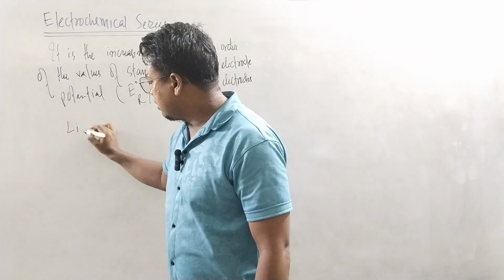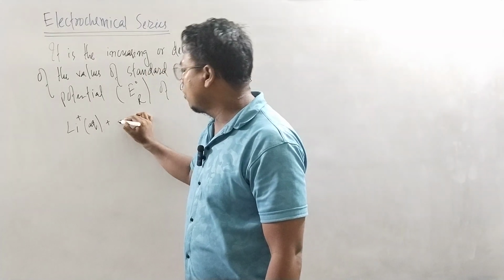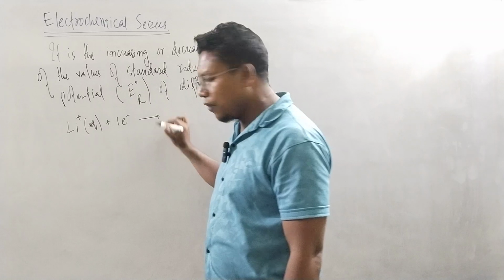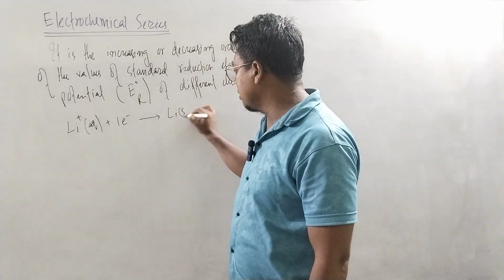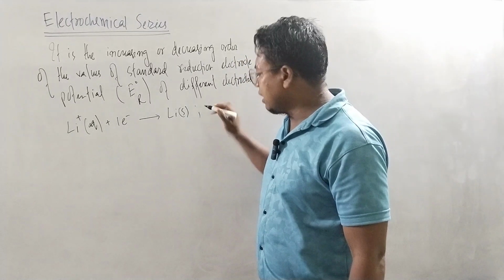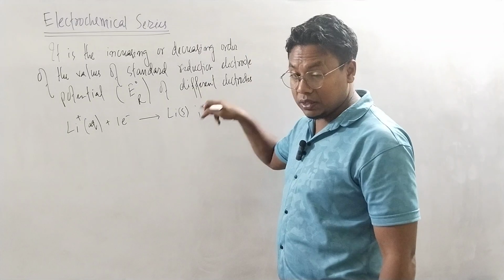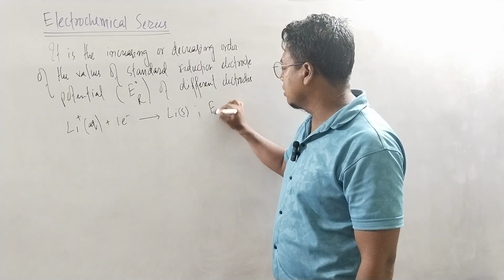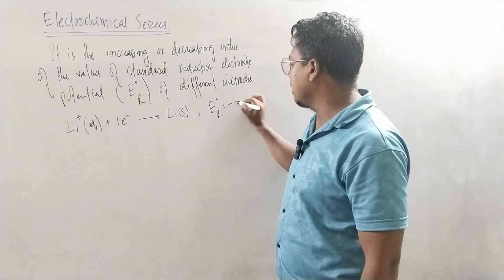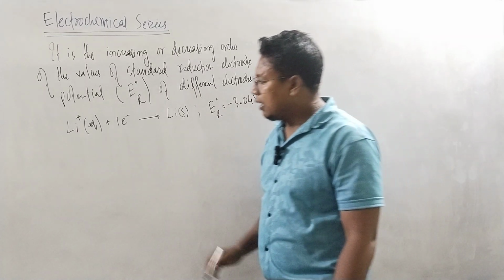First of all, this: lithium plus aqueous gains one electron to form lithium solid. So this is a reduction reaction, and the reduction electrode potential for this lithium electrode, the E_R naught value, is minus 3.04 volt.